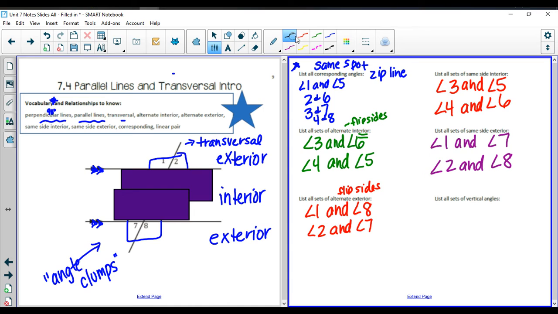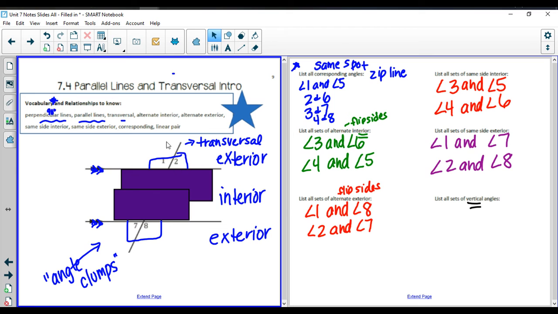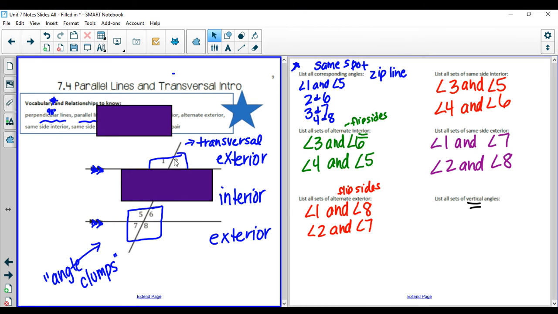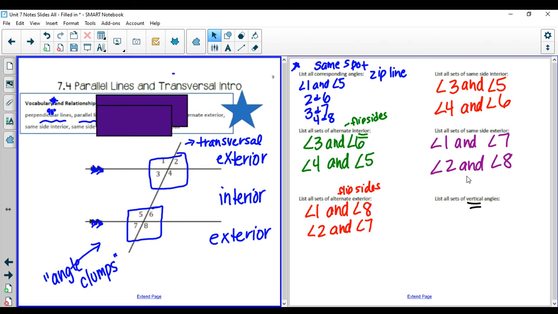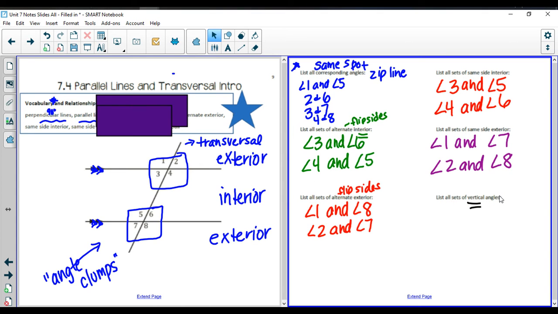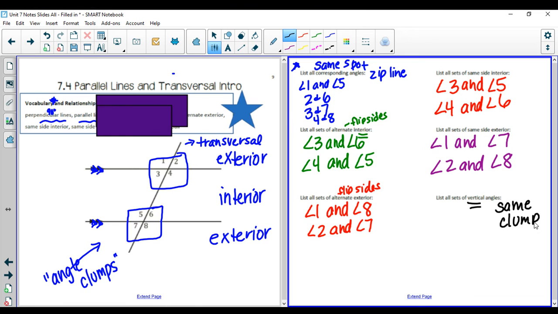The final relationship that I have pointed out here are just vertical angles. So when we talk about vertical angles, we can only use angles that are actually in the same clump. So this is not going to really work for us unless we're talking about angles in the same clump. So right here, if I'm looking up here just in my top clump, 1 and 4 are a set of verticals, 2 and 3 are a set of verticals. Down in the bottom clump, I see 5 and 8, and I also see 6 and 7. And those are all my different vertical angles that I have here.